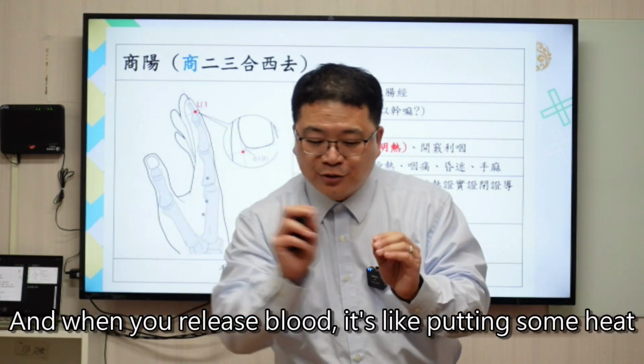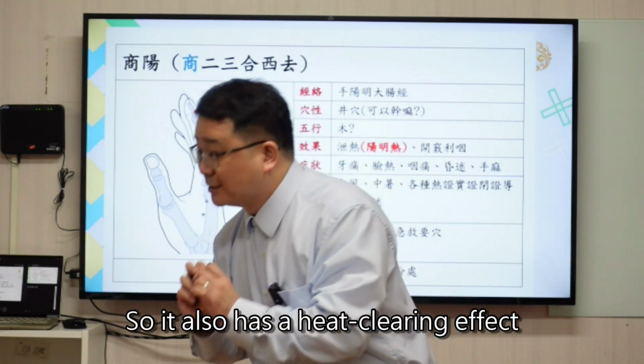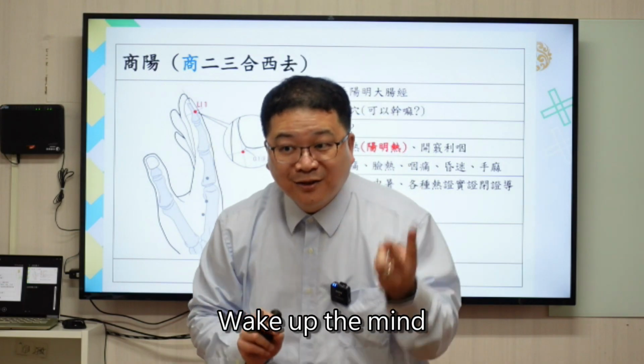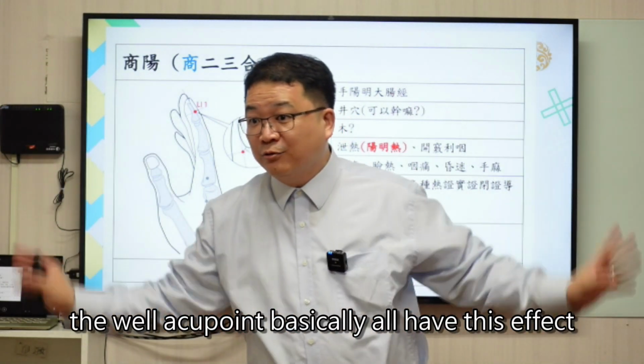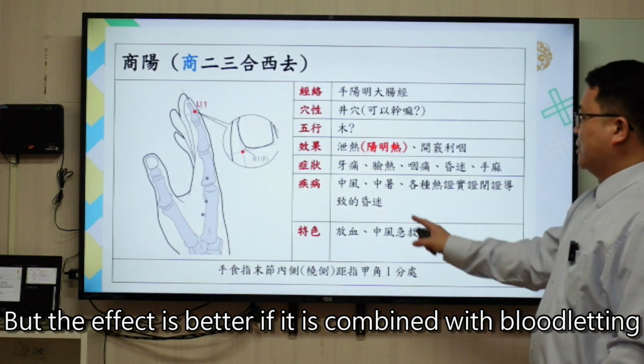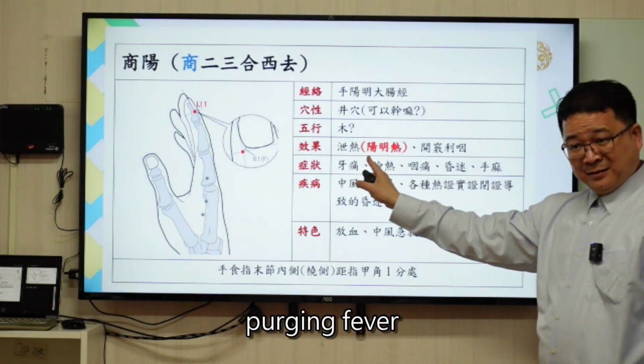And when you release blood, it's like releasing some heat, dissipating the heat. So it also has a heat clearing effect. Clear away heat. Wake up the mind. The Jing-well acupoints basically all have this effect, but the effect is better if it is combined with bloodletting. So what can this Shangyang, look at what I wrote, do? Purging fever.